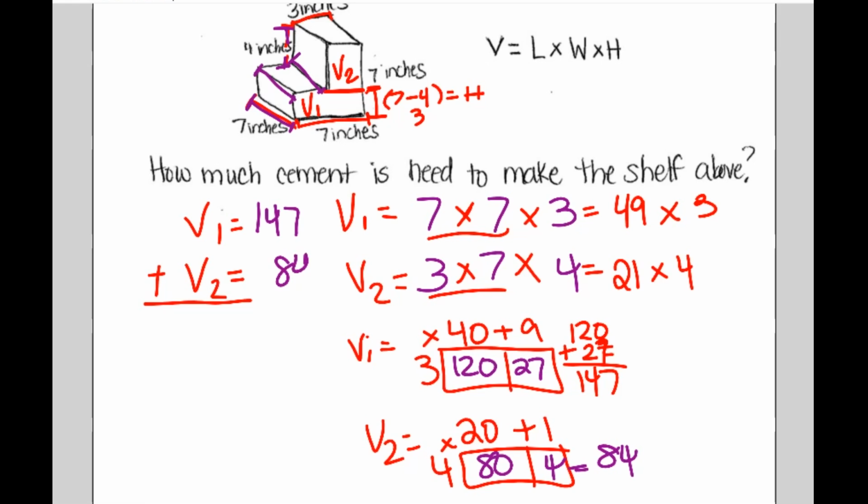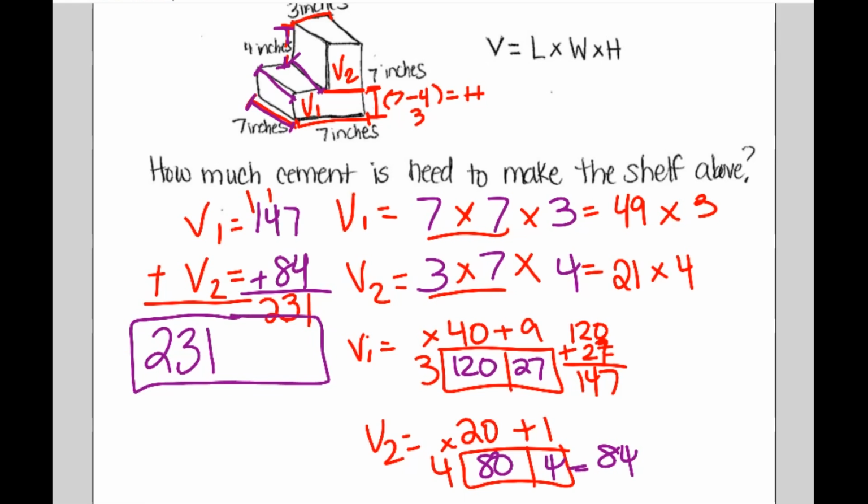Okie dokie, almost done. Let's add these all together. 7 plus 4 is 11. Regroup. 1 plus 4 is 5. 5 plus 8 is 13. Regroup. 1 plus 1 is 2. So the total answer is 231. But don't forget to put your measurements. We were doing inches, so it's inches cubed. There you go. So 231 inches cubed. That's the volume. That's how much cement is needed to make up the shelf above. We're filling in the cement for the shelf. That's how much we need.